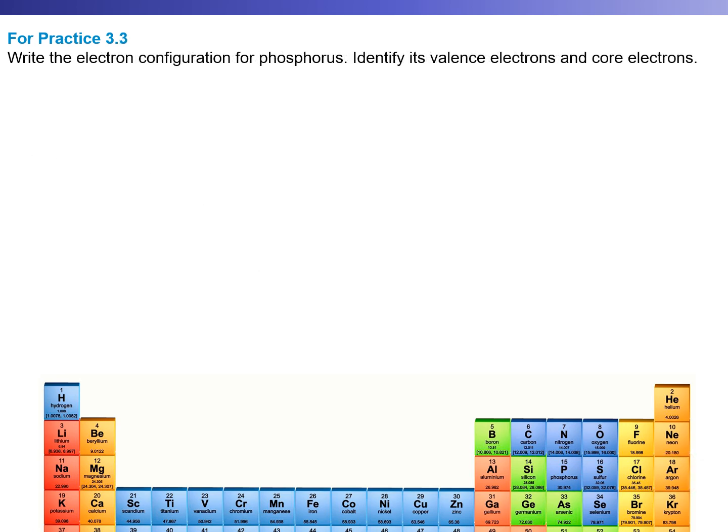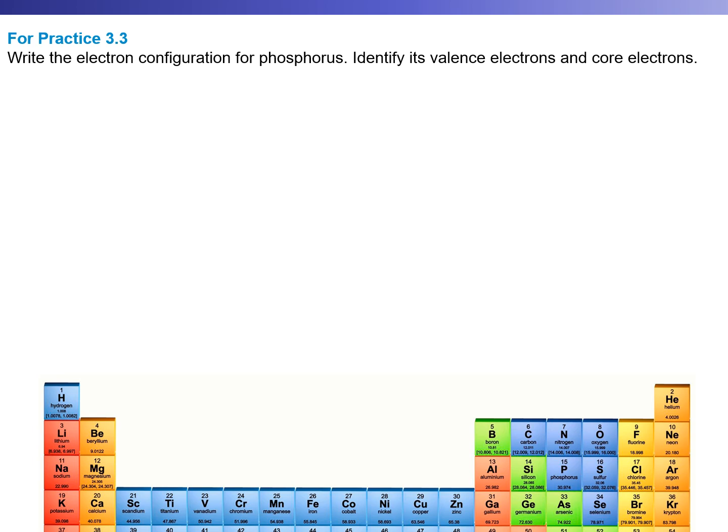So for problem 3.3, they want us to write the electron configuration for phosphorus and then identify the valence electrons and the core electrons. And I guess first of all, we need to be able to identify what valence and core electrons are. Well, we've talked a lot about valence electrons in this particular chapter, and we know that those are the electrons that are going to be in the outermost orbital. These are the ones that drive chemical reactions, and the core electrons are going to be all the ones that are in the full orbitals that are going to be on the inside. So that's how we can define that. So whatever's in that outermost orbital is going to be the valence electrons.